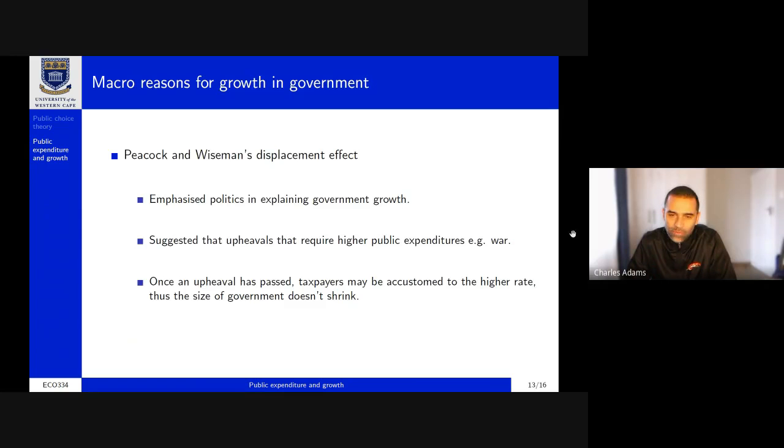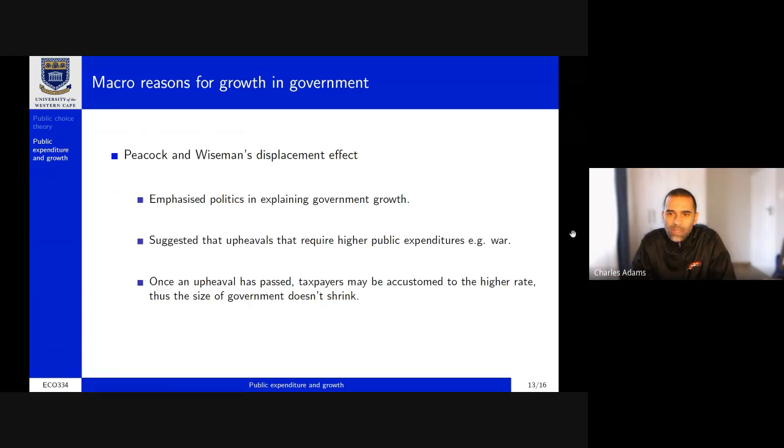But the theory suggests that even once an upheaval has passed, then you have the situation where taxpayers become somewhat accustomed to higher tax rates and a state that is more involved in the economy. And so it's as if the baseline for government expenditure and taxation goes up during an upheaval, and it doesn't necessarily go all the way back down to its initial position.